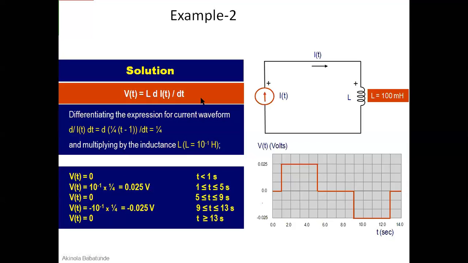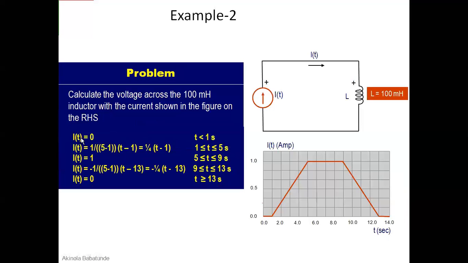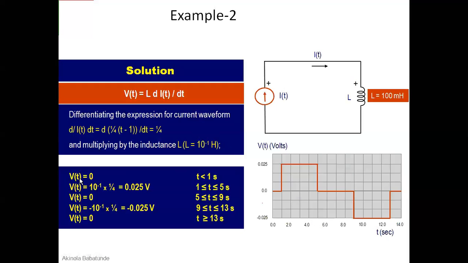So from what we have here, you will see that when current is 0, the first current given to us, if you flip back a bit, first current given to us is 0, so voltage will just be equal to L di/dt. The di/dt will be equal to 0. So the entire voltage there will be 0 at t less than 1 second.